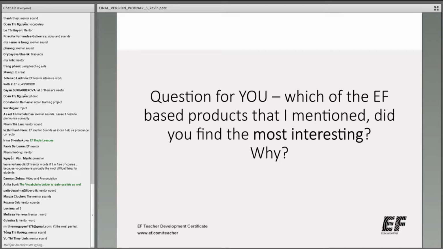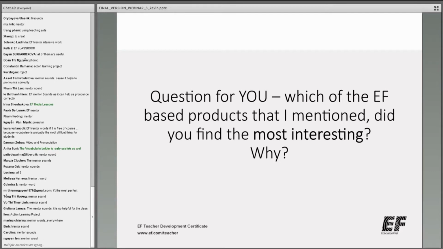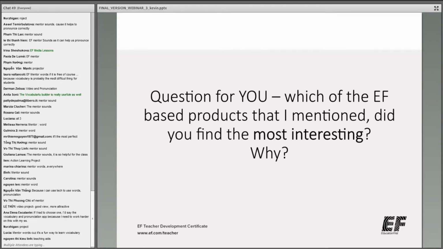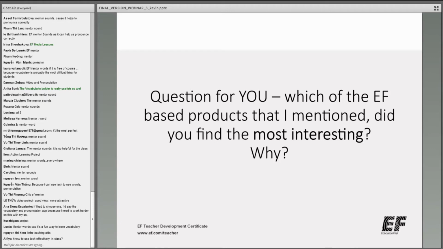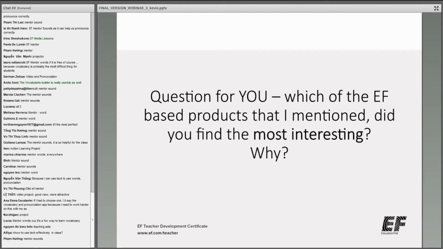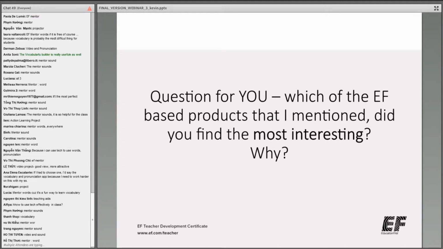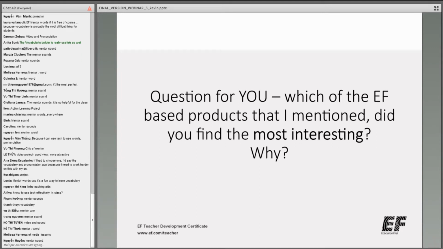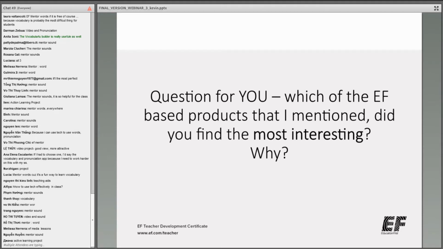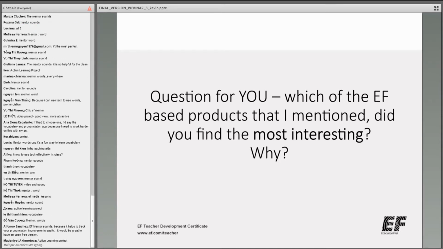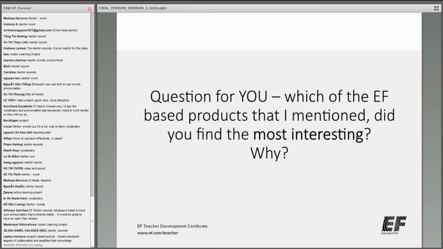Exactly. It's good that the students are in the classroom, they're learning for those 2 hours, 3 hours, whatever per day. But at the end of the day, the students spend more time outside of the classroom than inside it. So what they learn in the classroom, they need to be able to take with them into their real life. Yeah. So yes, that's definitely the aim of everything that we do. Some people said EF media lessons, Mentor Sounds, action learning project. Perfect. Vocabulary.